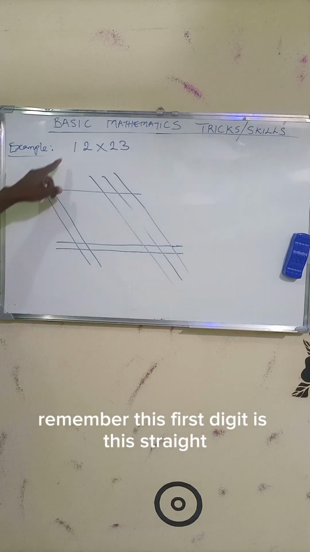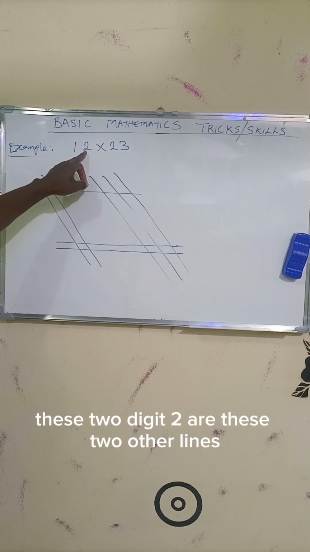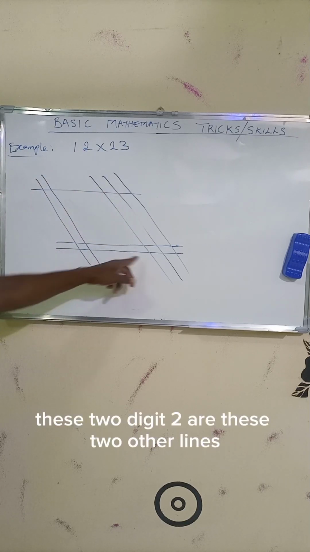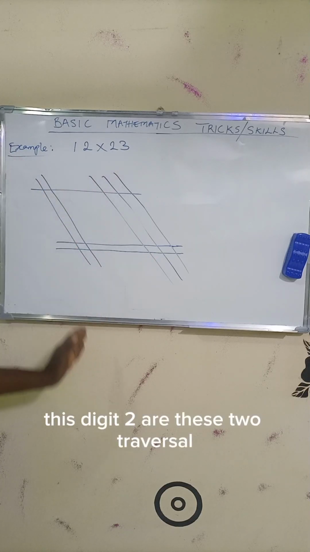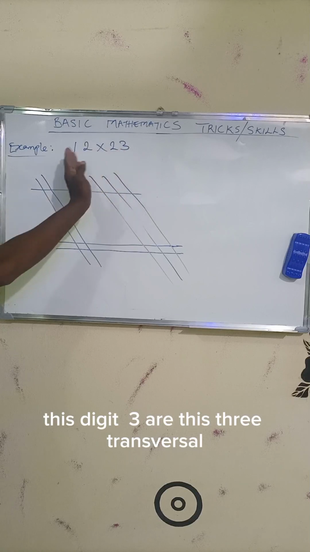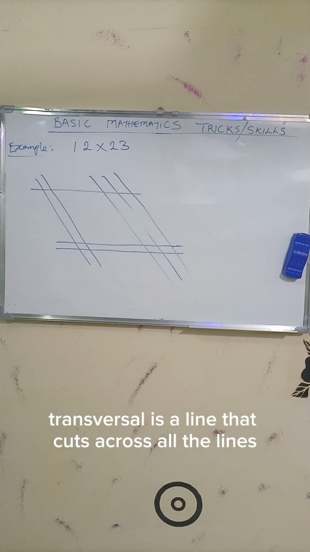Remember, this first digit is this first straight line. These 2 lines are the digit 2. This digit 2 is these 2 transversals. This digit 3 is these 3 transversals. Like I said, a transversal is a line cutting across other lines.